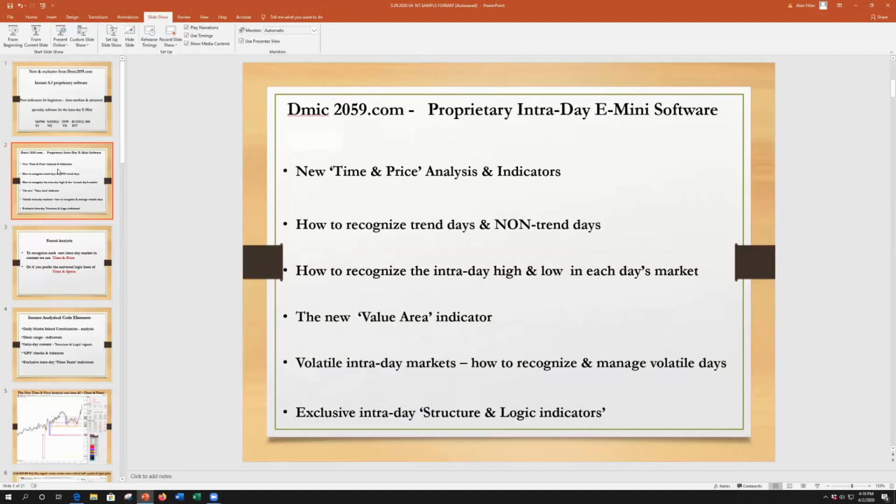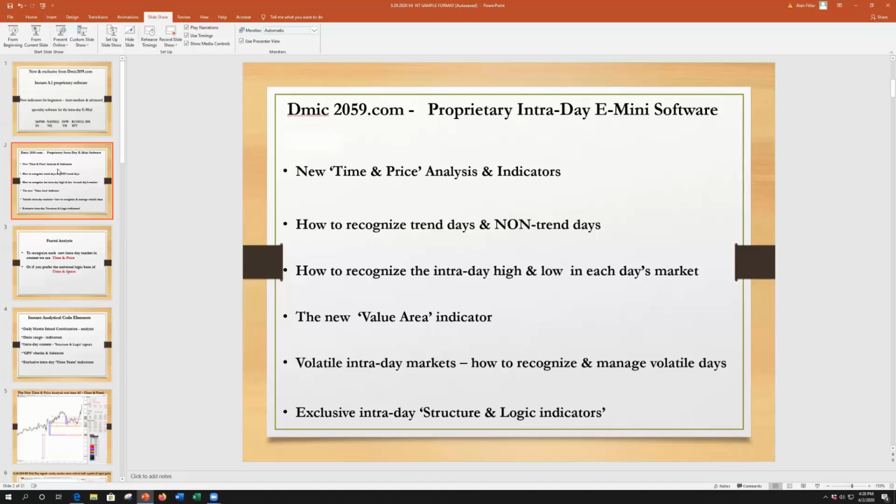Let's quickly go over today's program. We'll look at how we interpret time and price analysis and how our proprietary software codes recognize trend or non-trend days, and how our special team of indicators watch and signal in real time the projected highs and lows of the intraday market. We look at a new value area indicator. Volatile intraday markets need parameters, and we will see how we recognize volatile days and their parameters.